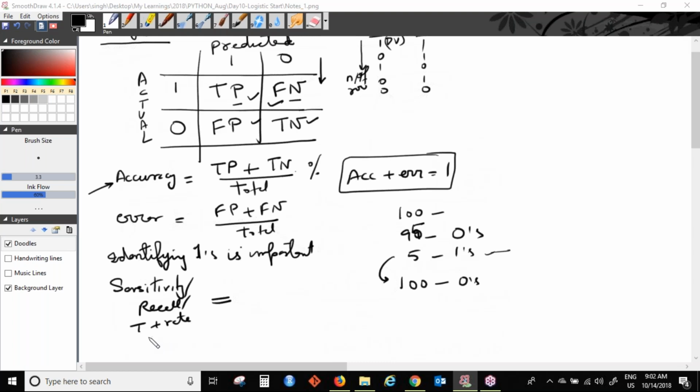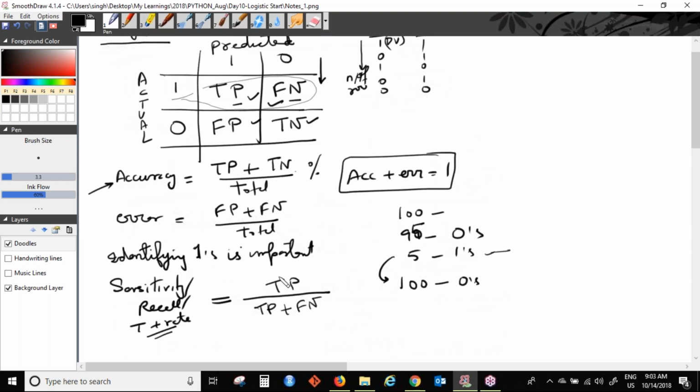Since it is called true positive rate, it will have true positive as the numerator. And remember, it will have the row total as the denominator. So the row total is the actual ones in your data. So I'll write true positive plus false negative. So this is your sensitivity.